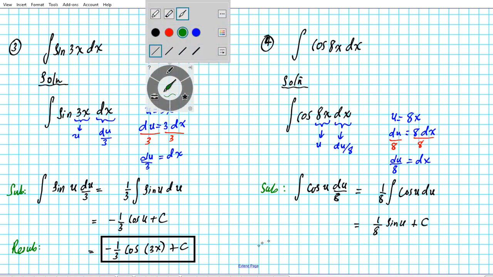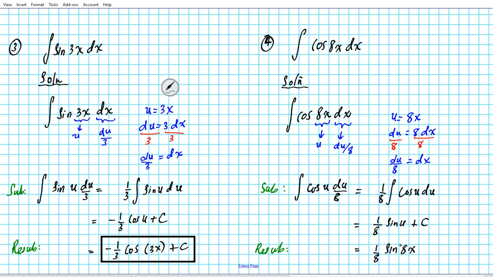Okay, so to finish up, don't forget to resub. We're going to carry out our resubstitution steps. Substitute what we substituted out. So our final answer will be 1/8 sine, and instead of u, we're going to replace it with 8x, plus c. And ladies and gentlemen, this is the final answer for question number 4.